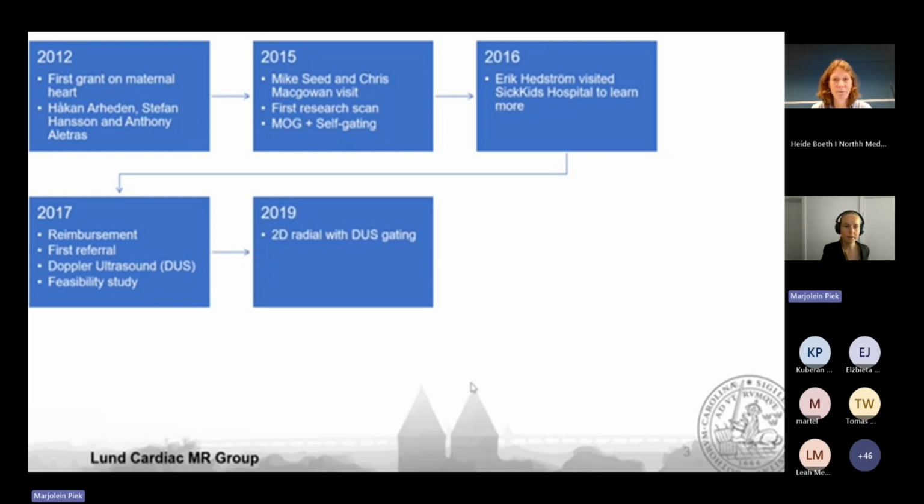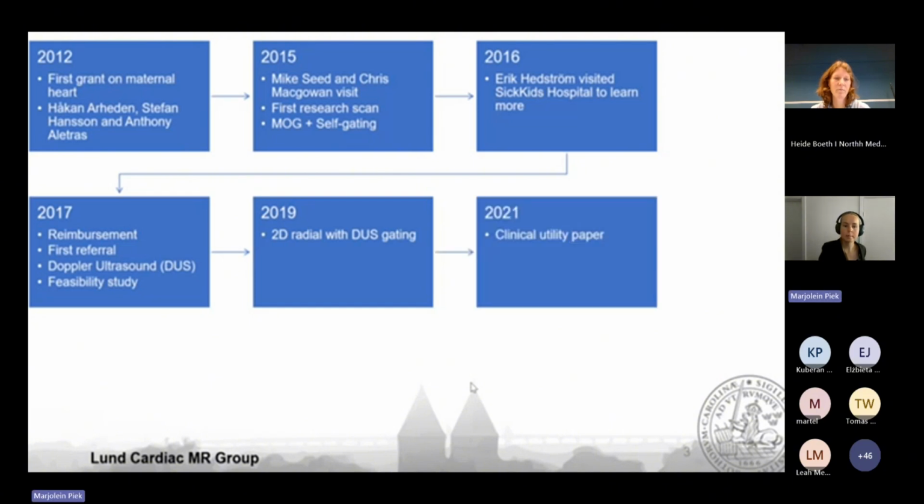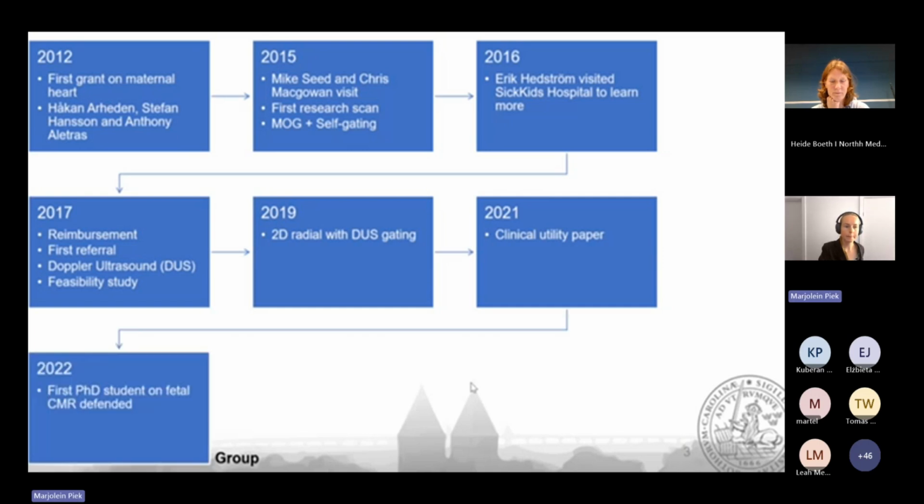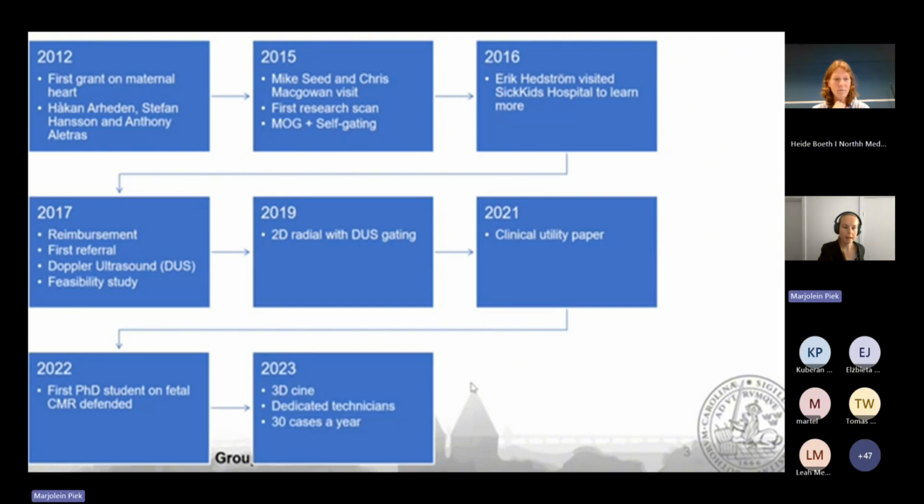In 2019, our PhD student Costas Harris developed a two-dimensional radial sequence with Doppler ultrasound gating, so we could actually have a cine in the fetal heart. Then in 2021, we published a clinical utility paper on fetal CMR. This was done by our PhD student Daniel Ruth. In 2022, he defended his PhD thesis on fetal CMR as a first in the world. And in 2023, I developed a three-dimensional cine sequence to capture the fetal heart in one go.